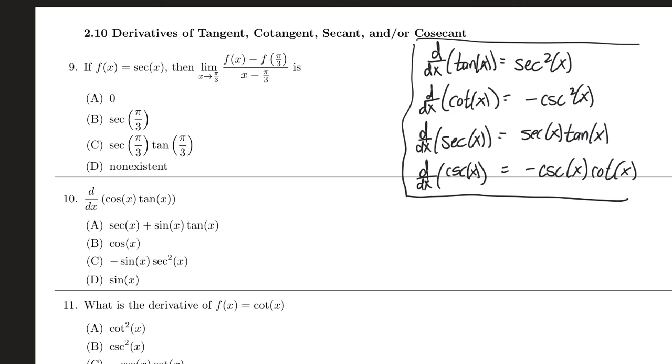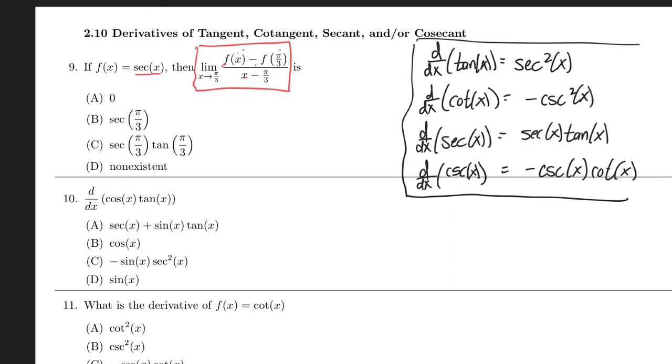For this first one, we have secant of x, and we're trying to find the limit as we plug these things into f. All right, this here is one of our alternative definitions for the derivative of the function. This looks like an average rate of change. So we have function values on the top and x values on the bottom, and these two values are getting closer and closer. All right, so it's just a version of the derivative. So this basically just says take the derivative of your f function and then plug in pi over 3.